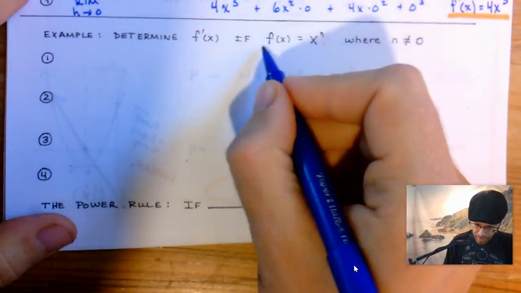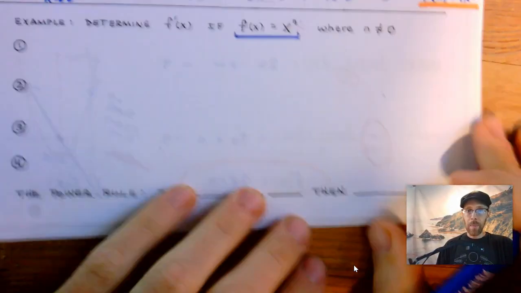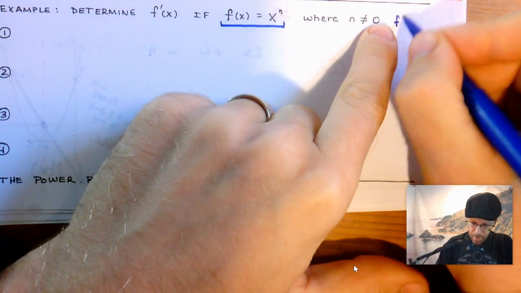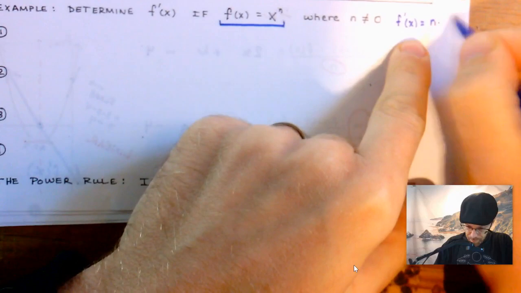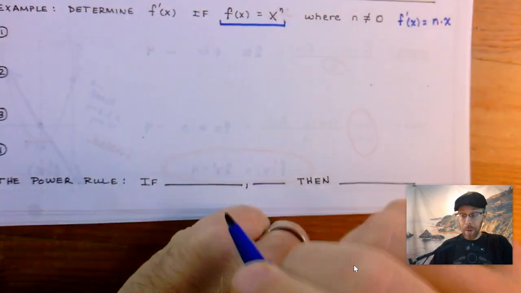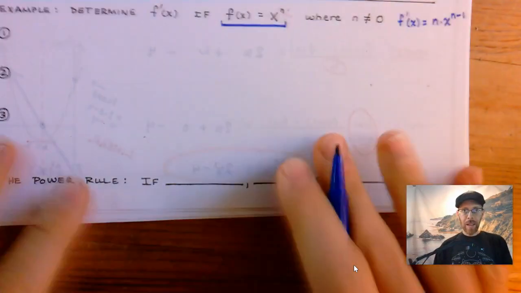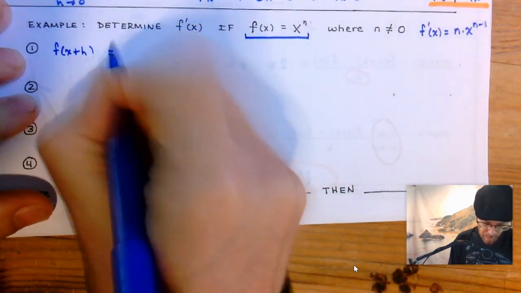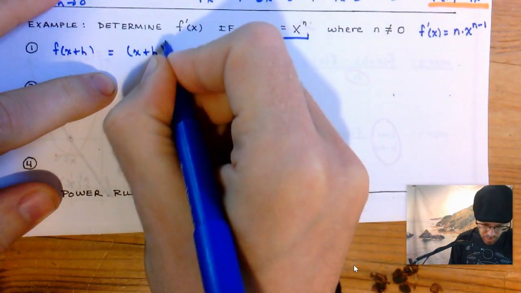So let's suppose that we have f of x is equal to x to the n. Based on our rule, we would conclude that we're going to get f prime of x is equal to, move the n in front, times x to the, knock the power down by 1, and we would get n minus 1. Let's see if we can make this happen. All right, here we go. So this would be x plus h to the n power.